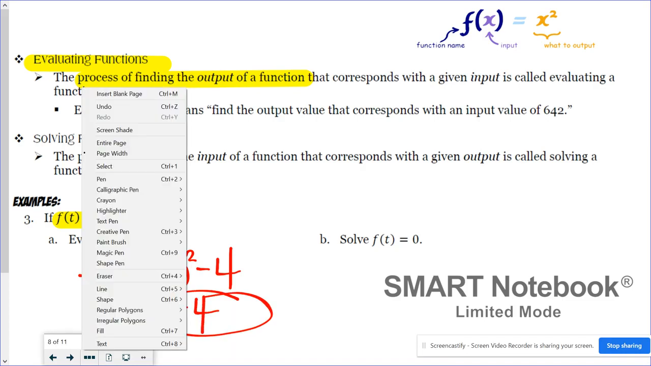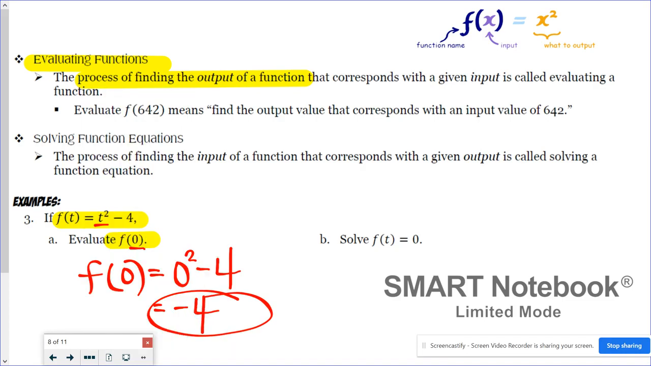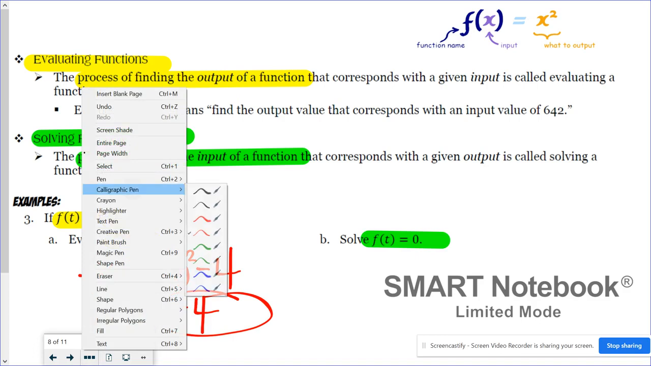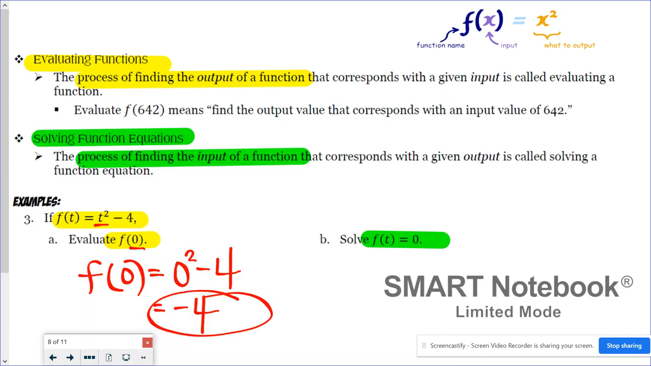Okay, solving functional equations. When we solve a functional equation, this is the process of finding the input of a function that corresponds with a given output. So looking at example 3b, it says solve f of t is equal to 0. So you see the difference between the evaluate notation and the solve notation? It's all about what do you know? Do you know the input or do you know the output? This time we know the output. 0 is the output. So where does the output go? That's right, it goes on the outside of a function.